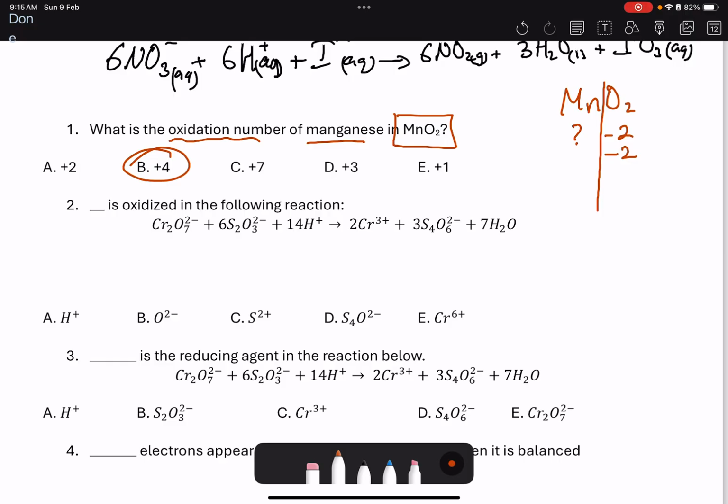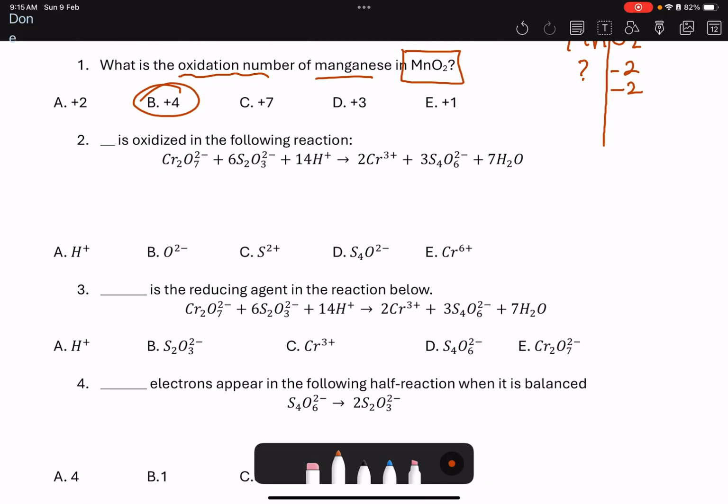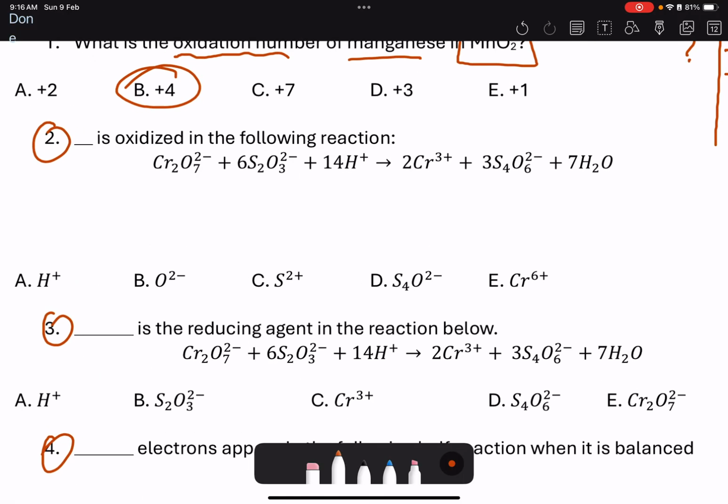Now, what is oxidized in the following reaction? Okay, so question 2, 3, and 4 are related. So let me just find the oxidation numbers of each one. So here I have H, we add it in the acidic medium. H+ and H2O can't be oxidized and reduced because we add them when we do the balancing. So here we go. Let's look at the Cr.